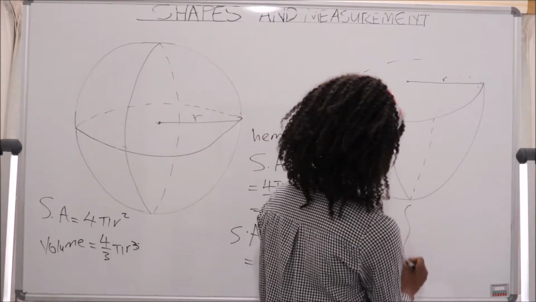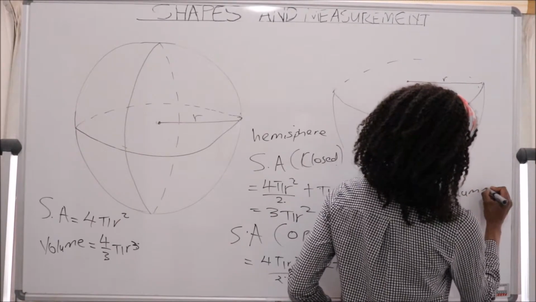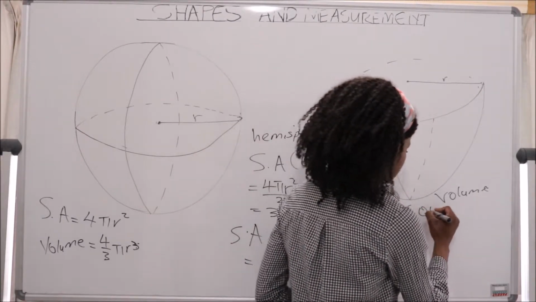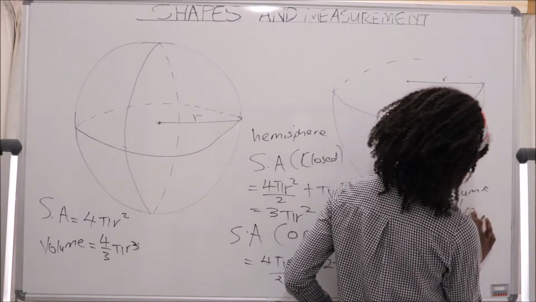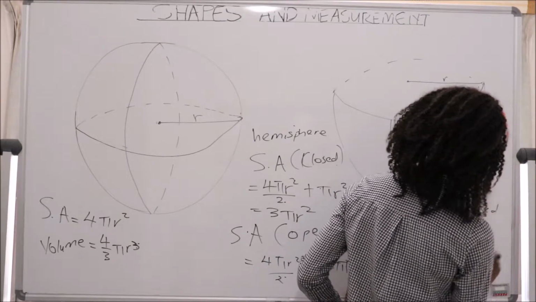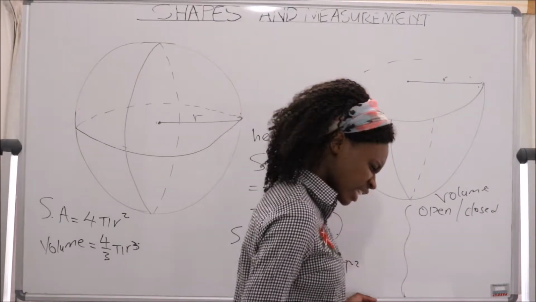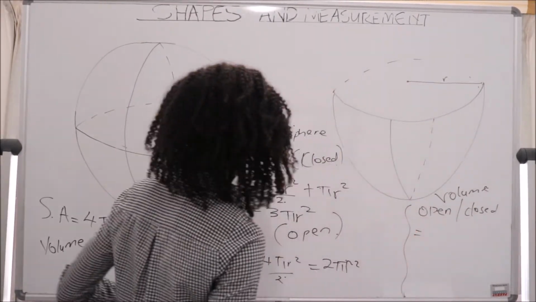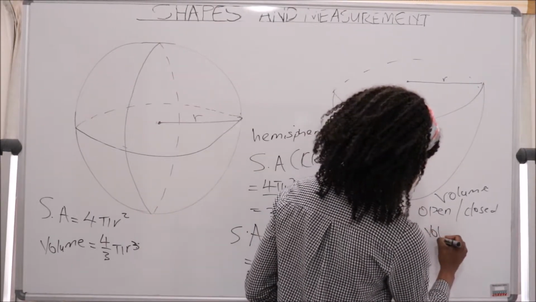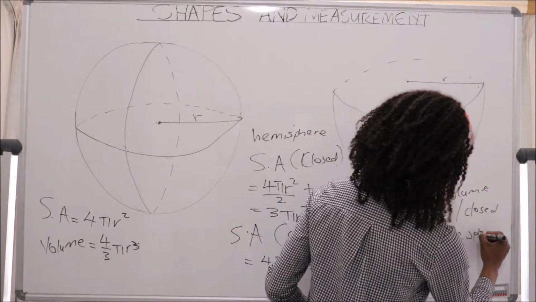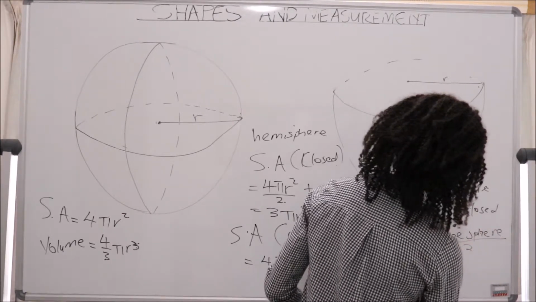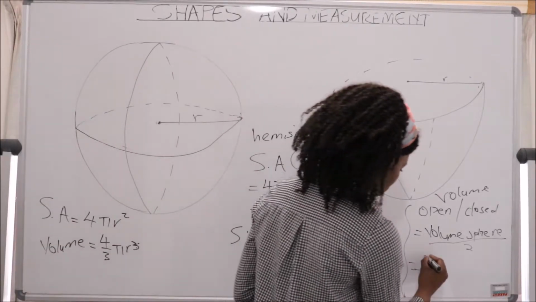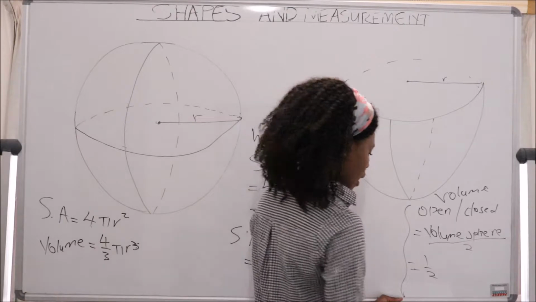Then when it comes to the volume of a hemisphere, it's actually the same whether it's open or closed. So if it's open, I'll just write that, and when it's closed, the volume of a hemisphere is actually the same. So what we have here is equal to the volume of a sphere, which is the one that we have already done, divided by 2. We have to divide that by 2. So that will be 4/3, and I'll just multiply by 1/2 to show that we are having it in half.